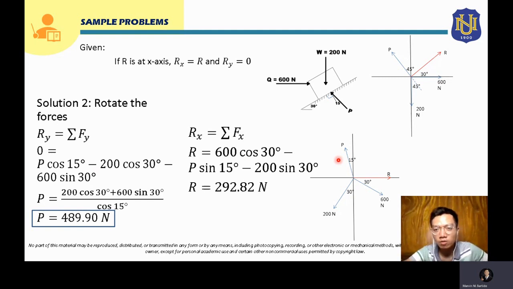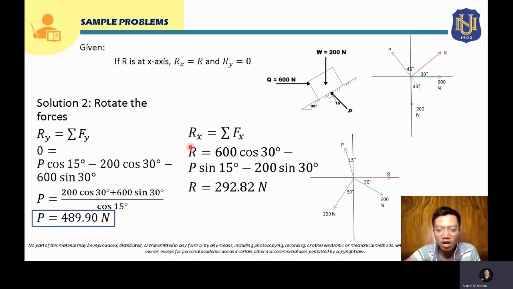Now for your P, what you need here is the horizontal component. The horizontal component here is this side of the triangle, which is the opposite side of the triangle since the angle is here. So this will be P sine 15 degrees. Since it is directed to the left, that will be negative here. And also, for your 200 Newton force, the horizontal component will be the opposite side of this triangle since the angle is here. So this will be 200 sine 30 degrees. Since it is directed to the left, it will be negative. That's why it's negative here.